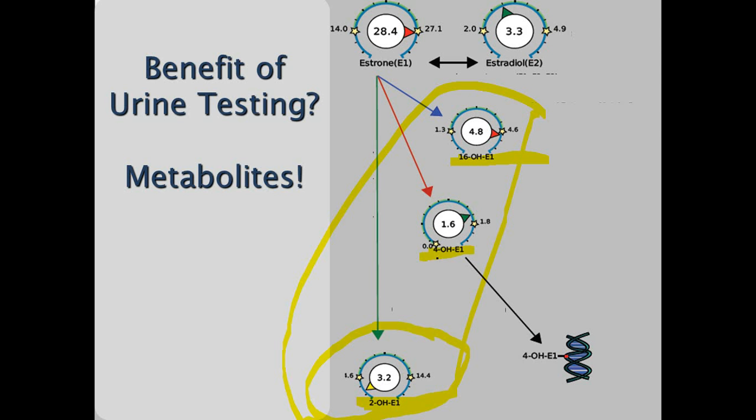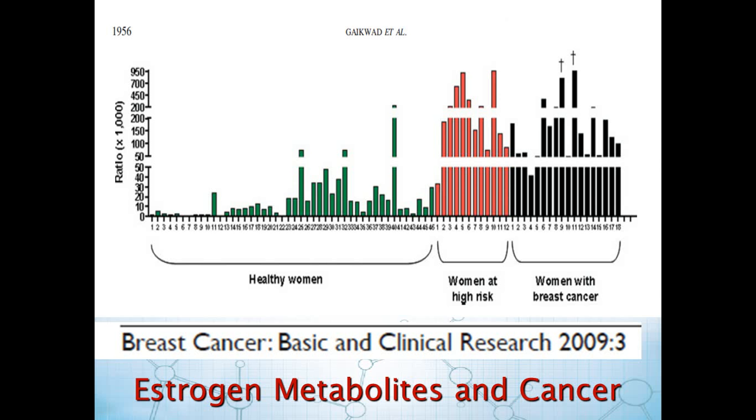The one we don't want to see predominate is this 4-hydroxy. The 4-hydroxy makes a quinone. If it makes a quinone, it can actually attach to DNA and damage your DNA. When they measure the 4-hydroxy adenine or guanine, the piece of the DNA as an adduct, you can see that women at high risk for breast cancer, women with breast cancer, make a whole lot more of those than the supposed healthy controls.